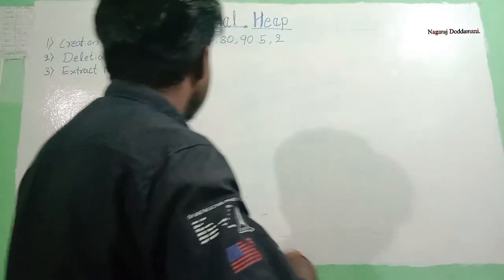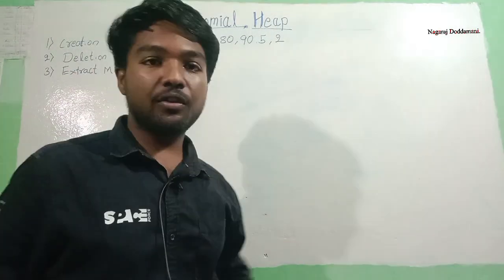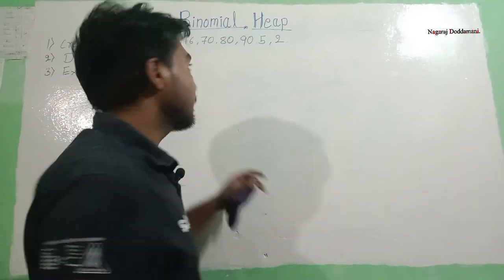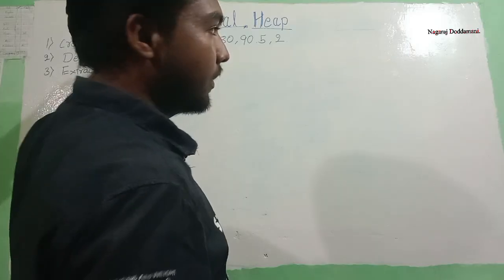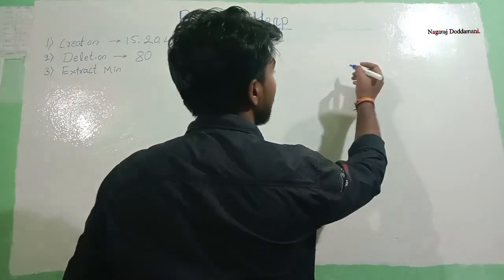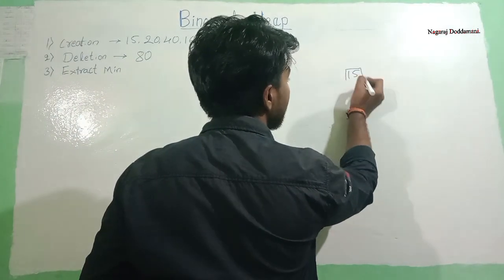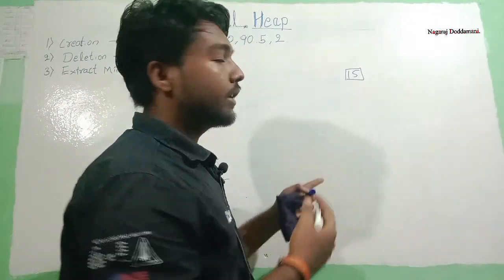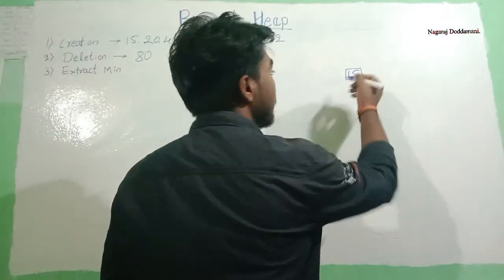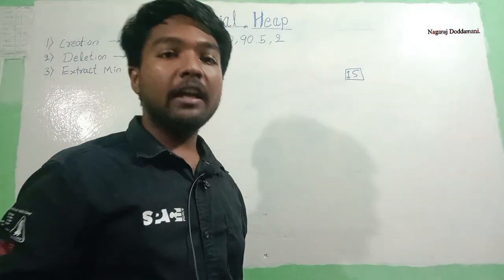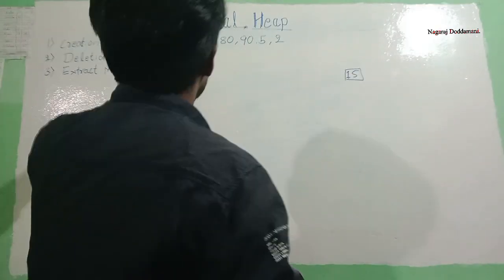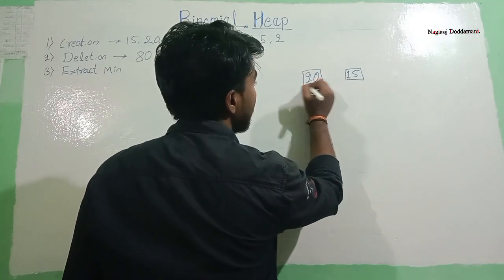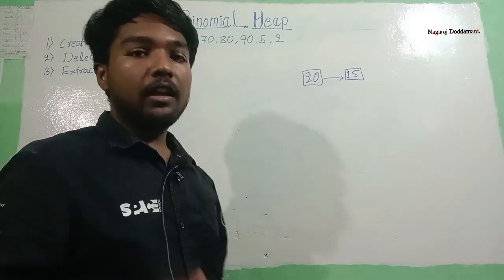So we have taken these many elements to create a binomial heap. Let's start by inserting these elements. First we have 15, so we need to make a node of 15. The tree is empty, so we can directly insert. We have 15, and we created a node and inserted it. Second, we have 20, so we need to create a 20 node and insert it and link it.